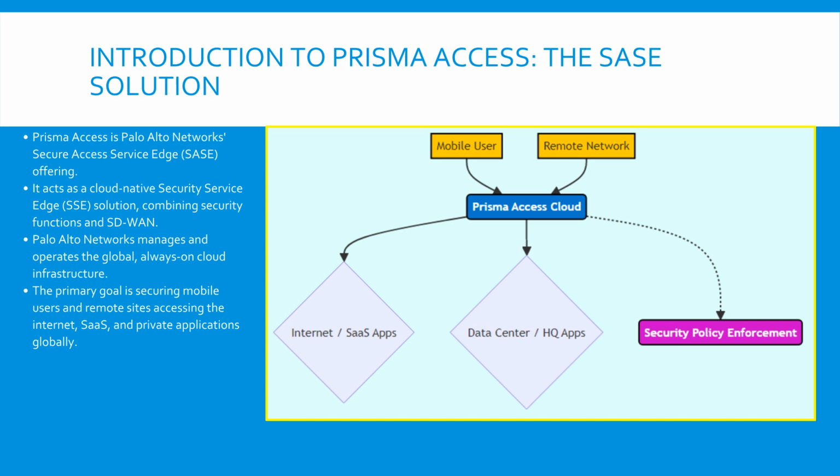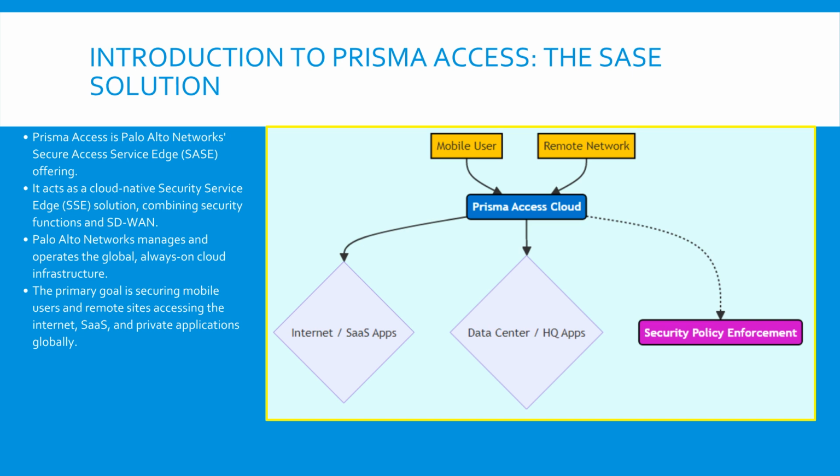The primary goal is simple: to secure mobile users and remote office locations whenever they connect to the internet or corporate applications. This cloud approach ensures that consistent security policies are enforced no matter where your users are physically located in the world. We will explore the components that make this global security possible.